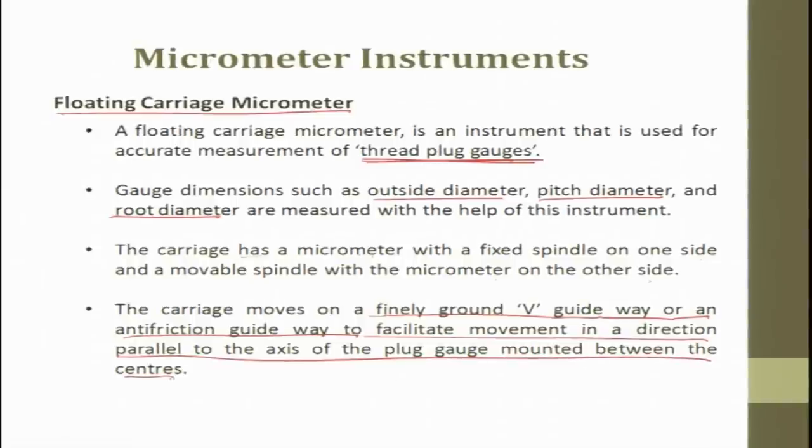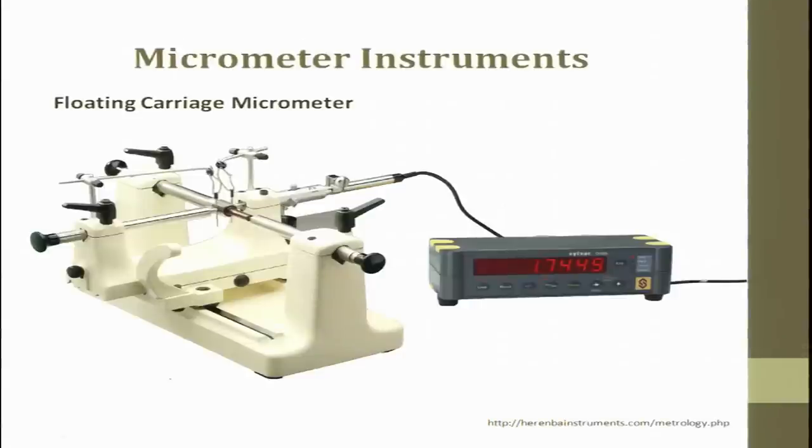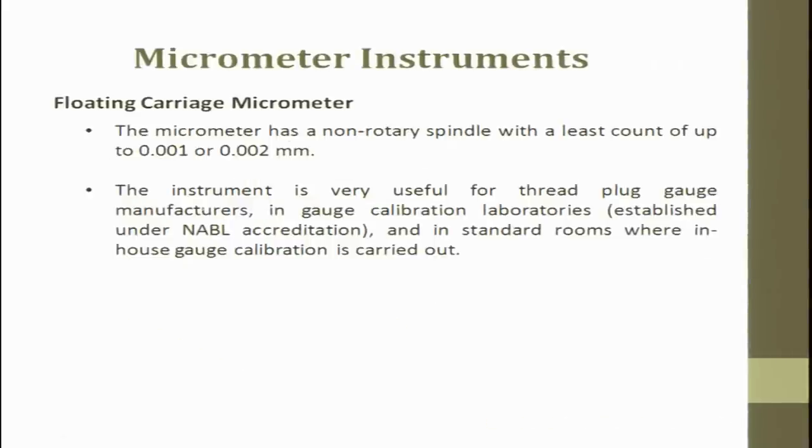The object is held between centers, and then you try to measure the root diameter, the thread profile using this micrometer. The micrometer has a non-stationary spindle of a least count of 0.002, that means microns. The instrument is very useful for thread plug gauge measurement in gauge calibration laboratories, which is there in NABL accreditations.